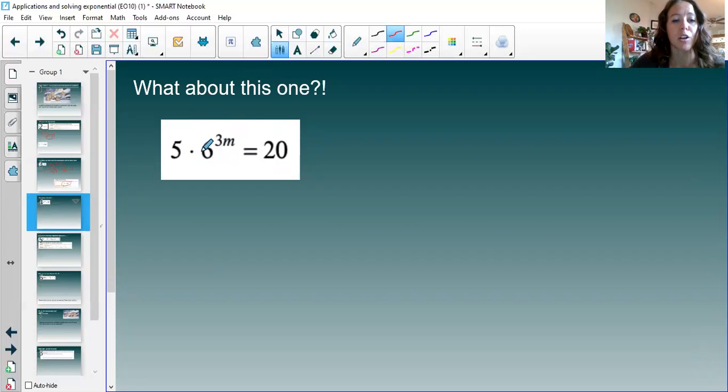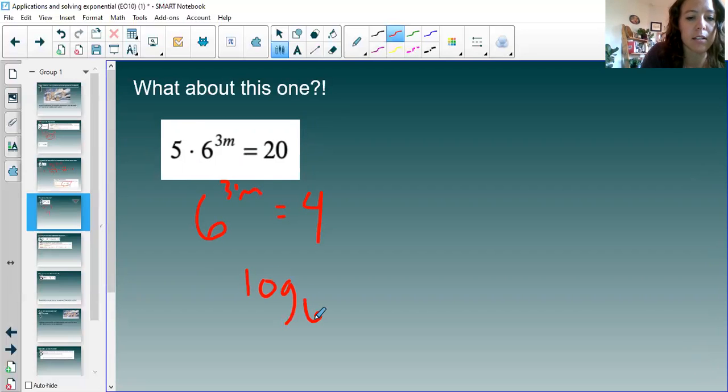So in these, there could be some properties that you have to do first before you take the log. You might have to subtract something to the other side. You might have to divide something. And that's what we're going to do here. So I'm going to divide each side by 5. So I'm going to have 6 to the 3m is equal to 4. Now I can put this in logarithmic form. So now I can say that log base 6 of 4 is equal to 3m.